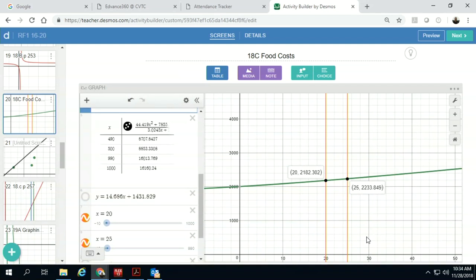We should do it in parentheses, right? Parentheses, 2,233.849 minus 2,182.302, divided by, I'm going to just press divided by 5, because that's how many years there were, right?